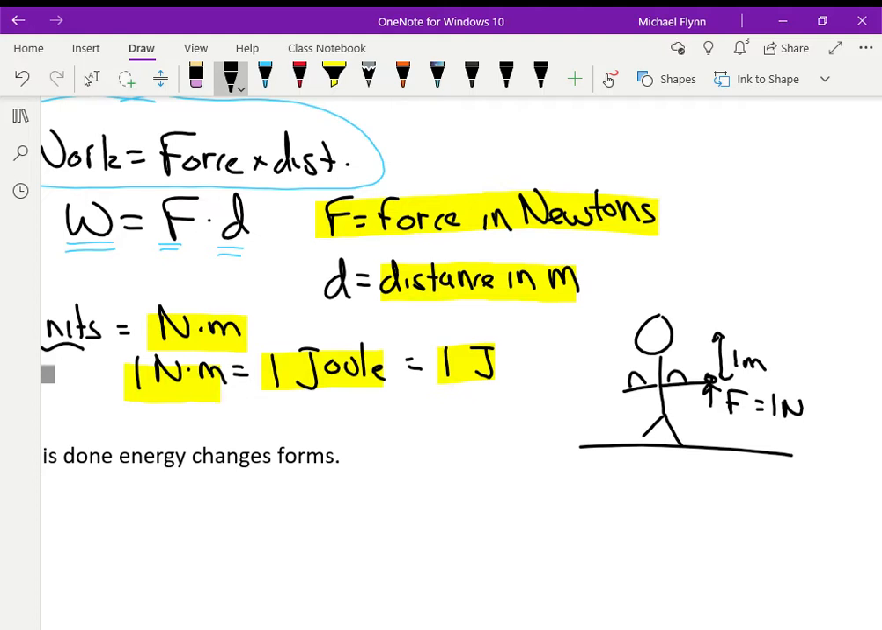So 1 joule is about the amount of work you're doing if you lift up. Imagine picking up an apple off the floor and then holding it in your hand. You've done a joule of work to do that. So that's about how much a joule is. Not very much, right? Okay.